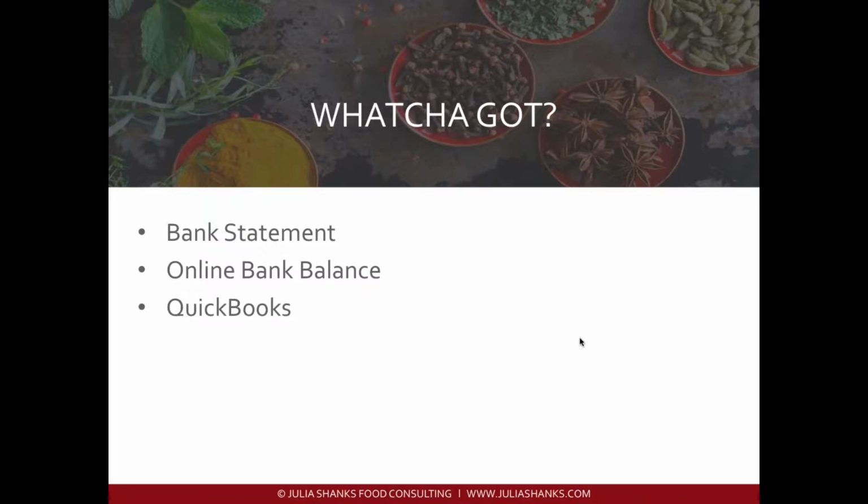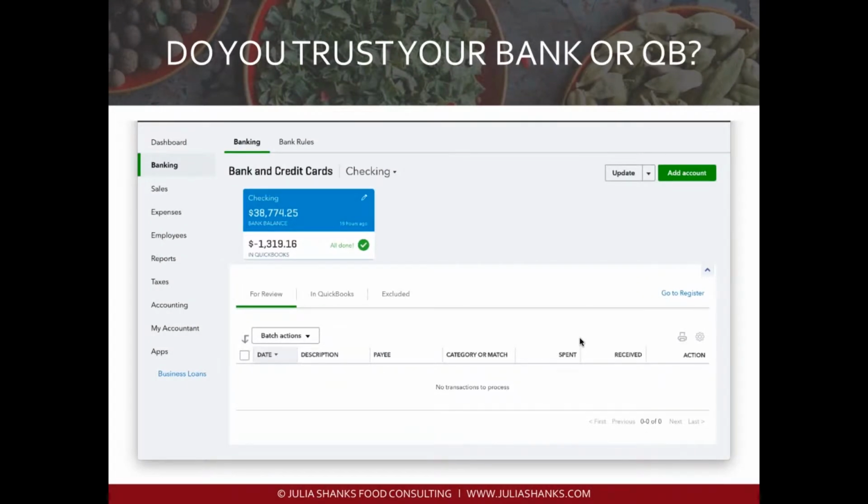We can look at a couple of different places. We can look at your bank statement that you get once a month. You can go online to look at your bank balance, and you can also look at QuickBooks. The big question, of course, is who do you trust? Do you trust your bank or do you trust QuickBooks? And here's a classic example where the bank balance says that you have $38,000 and QuickBooks says that you have negative, that you're overdrawn by $1,300. And who do you trust?